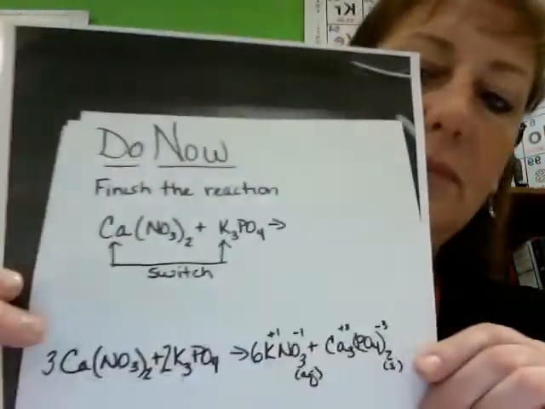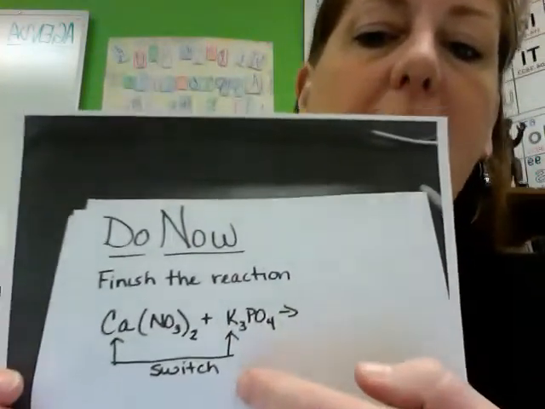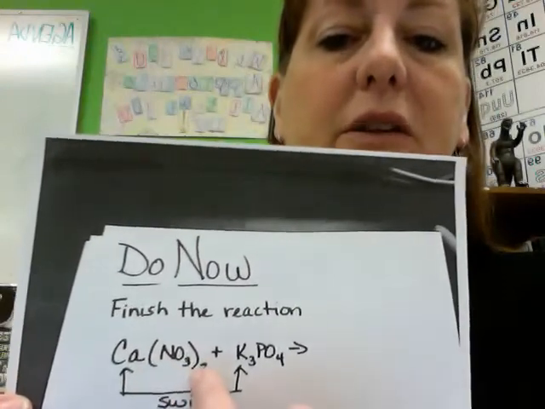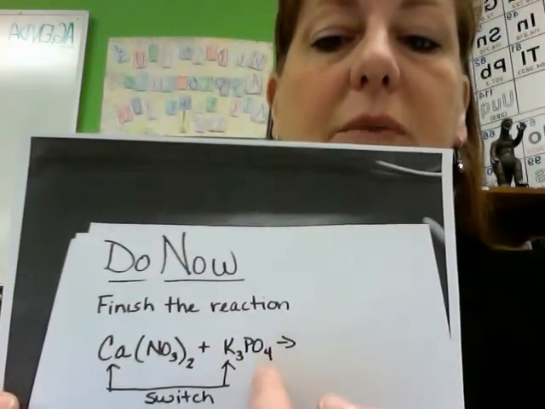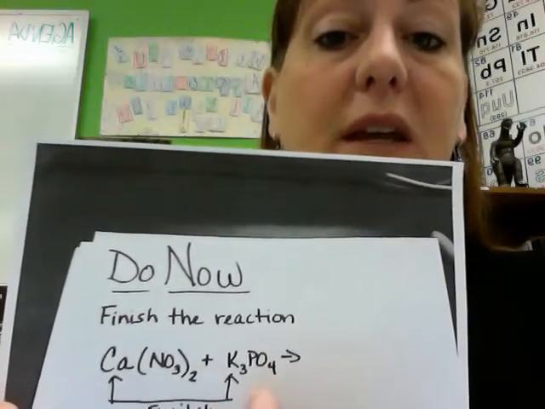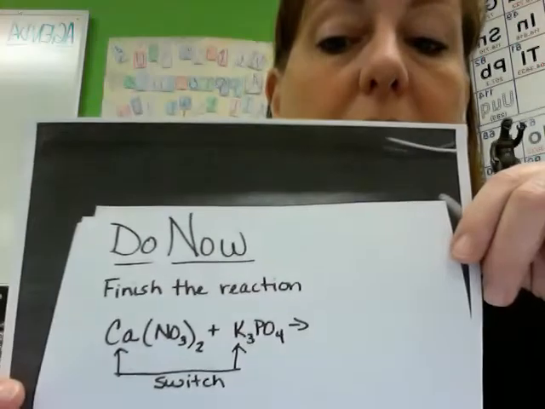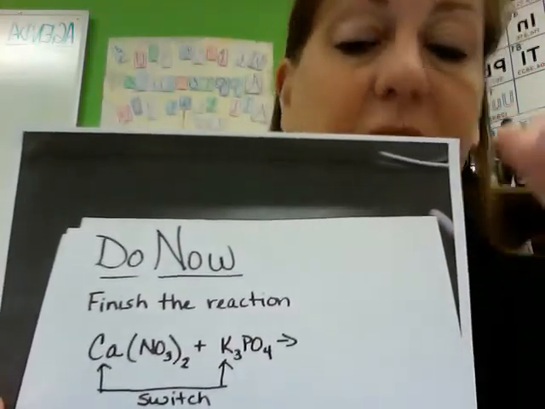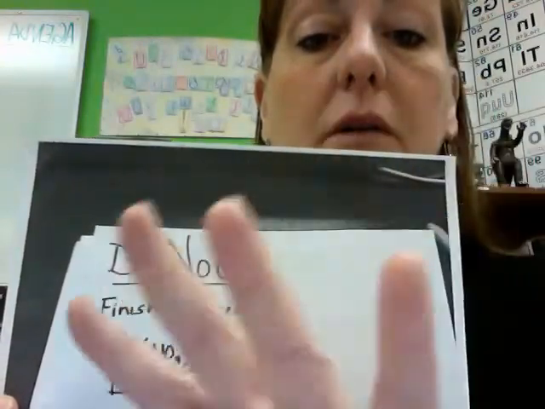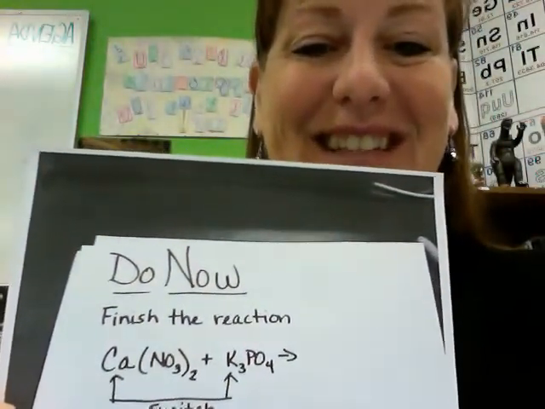So this is the example that I'm going to review with you. In this case, we're going to take calcium nitrate and potassium phosphate, and we're going to react those two together. I want you to finish this reaction. There are four steps to doing this.